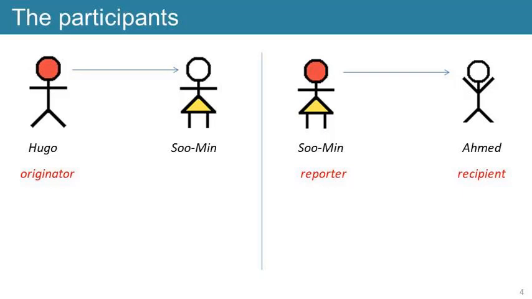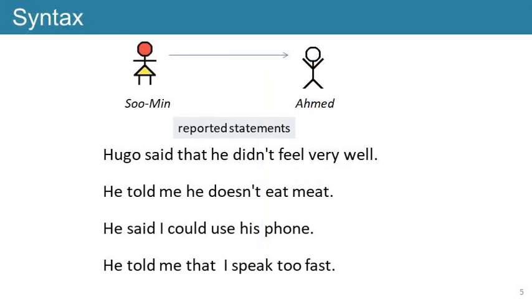So let's first introduce the three participants in the examples in this lesson: Hugo, Sumin and Ahmed. The red face indicates the speaker in the two conversations. We will look mainly at the basic structure of reported speech sentences. The grammatical term is syntax. Here are reported speech examples of the most common sentence type or function, statements. Imagine that it is Sumin telling Ahmed what Hugo said to her. So he in each case refers to Hugo and I to Sumin.